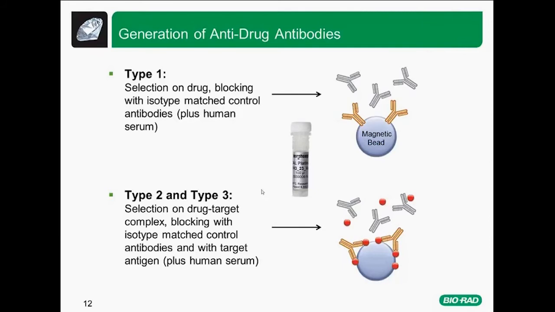For type 2 and type 3 anti-idiotypic antibodies, the selection is a little bit more complex. Here we do the selection on the drug target complex. So for example, we would immobilize the drug target and then incubate with the drug to form the complex, and then apply the HuCAL phage display library together with isotype matched control antibodies. And here, in addition, we add the drug target because we also don't want to generate antibodies against the drug target.